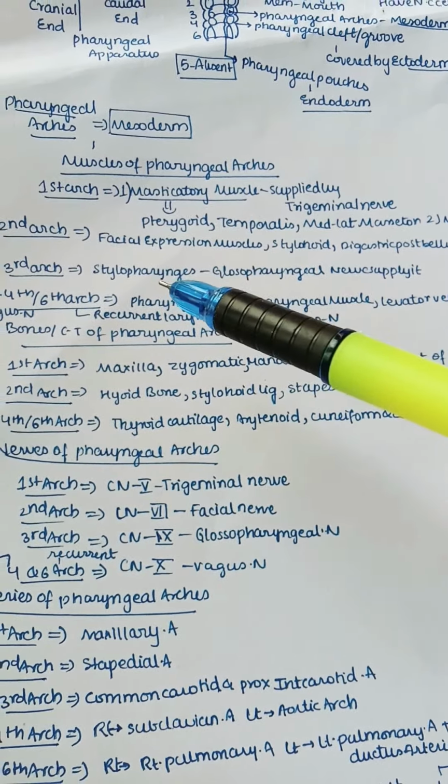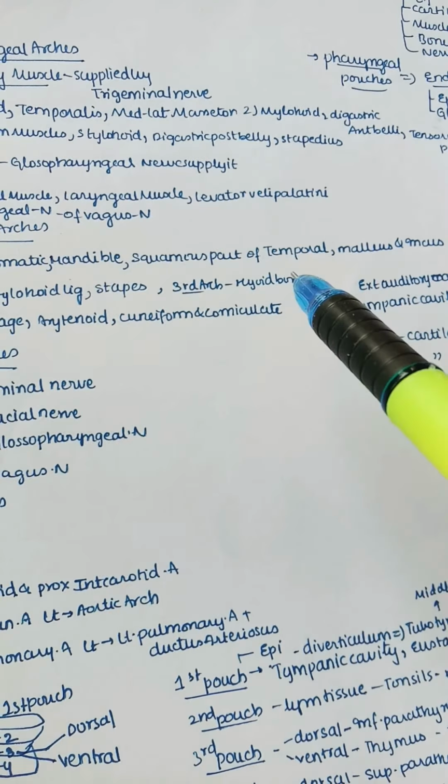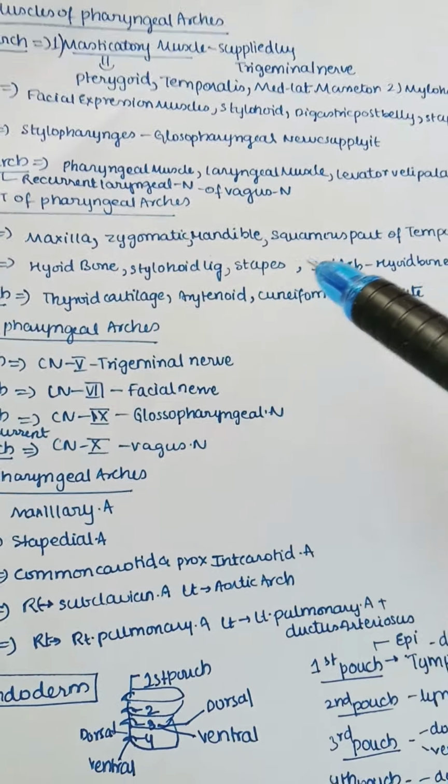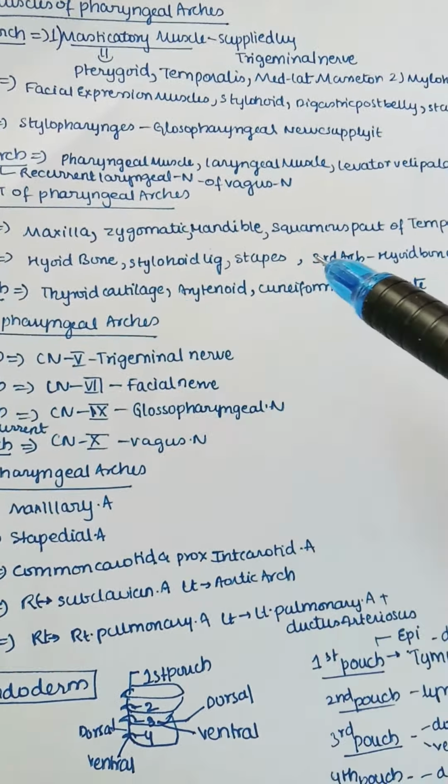Next, let us see the bones and connective tissue of the pharyngeal arches. The first arch gives rise to bones like the maxilla, zygomatic, mandible, squamous part of the temporal bone, malleus, and incus. If you observe, all these bones are in the face and also in our ear. Coming to the second arch, it gives rise to the hyoid bone, stylohyoid ligament, and stapes. The third arch gives rise to the hyoid bone, and the fourth and sixth arches give rise to thyroid cartilage, arytenoid, cuneiform, and corniculate. All these are laryngeal cartilages, right?